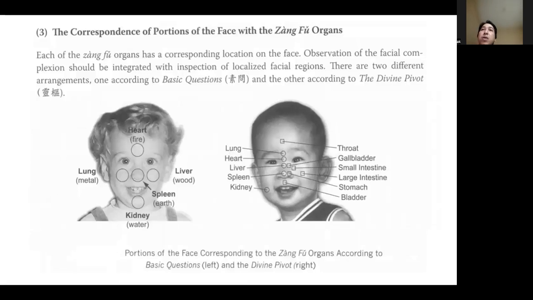The correspondence of portions of the face with Zang-fu organs. Each of the Zang-fu organs has a corresponding location on the face. Observation of the facial complexion should be integrated with the inspection of localized facial regions. There are 2 different arrangements: one according to the Basic Questions and the other according to the Divine Pivot. You can see in this slide the portion of the face corresponding to the Zang organs according to Basic Questions on the left, and the Divine Pivot on the right.